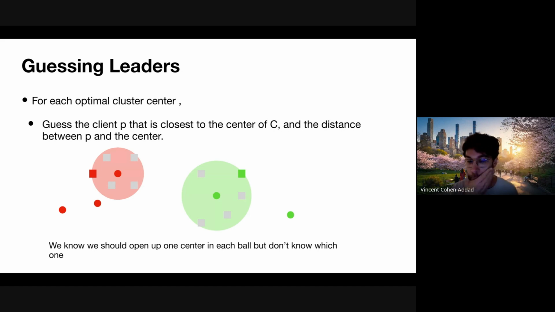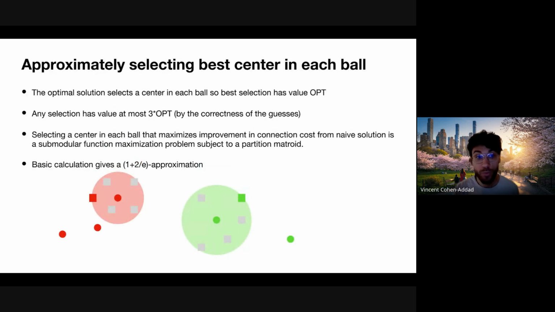And okay, and then you get the balls. And these balls tell you that you should open one center in each ball, but we don't know which center we should open, but we know and we promise that we will do it. And if you try to solve that specific problem where I give you balls around leaders, and I tell you to open one center in each ball, then output any center in the ball, you're going to get a 3 opt because, by triangle inequality, you're going to pay at most 3. And selecting the optimal one gives you opt.